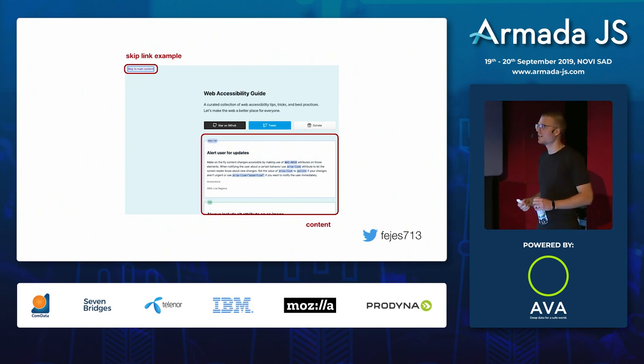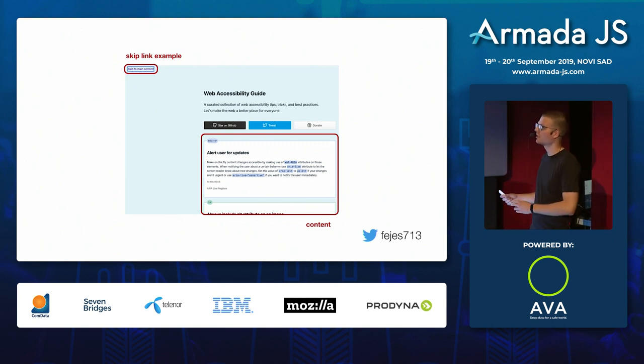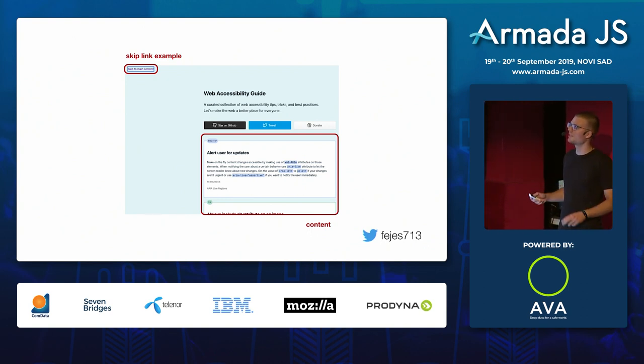The screen reader will actually have to read the logo and that huge navigation and then some random content until the user can actually start reading the news. So you can leverage this skip link, which is an invisible button that, when focused with the screen reader, allows users to skip to main content.